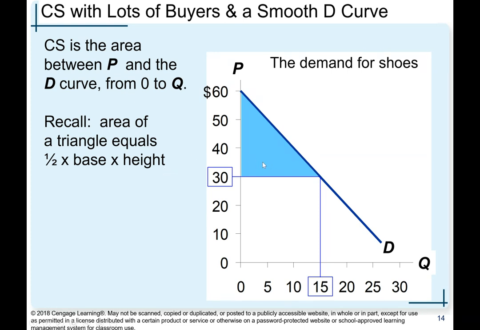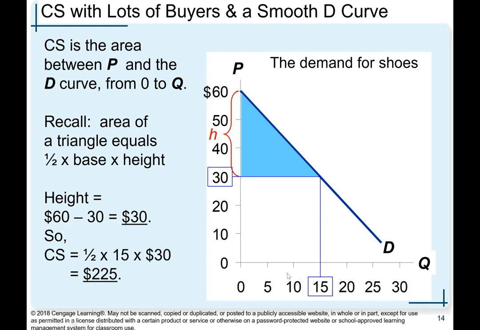So how do we calculate the consumer surplus? The consumer surplus is the area of this blue triangle. The height of this triangle is from 30 to 60, that is 30. And the base of this triangle is from 0 to 15, which is 15. So consumer surplus is 1/2 times 15 times 30, which is 225. So the consumer surplus is 225, the area of the green triangle.